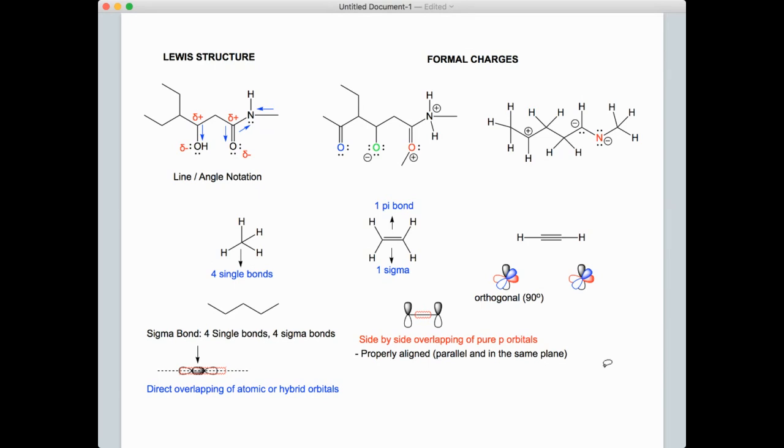So you really got to understand that a pi bond means side-by-side overlapping of pure p orbitals, and the p orbitals that form a pi bond must be properly aligned. They must be parallel and they must be in the same plane. Otherwise, there will not be any interaction between these two orbitals. Is that clear? Any questions?